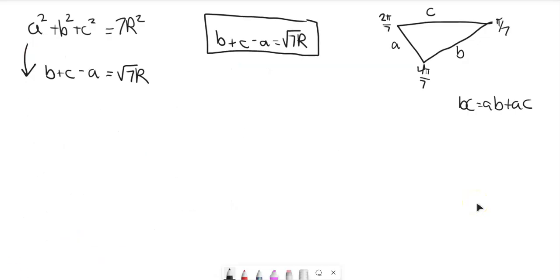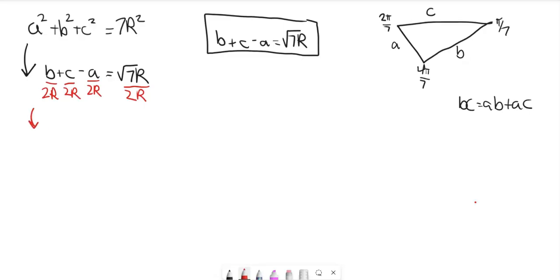Okay, now that I have my screen clear, I have b + c - a = √7 times r. Now what I'm going to do is derive the trig identity from it by dividing everything by 2r here. Now, if you remember from the other videos in my list, whenever I divided any of those first three variables by 2r, I am creating a sine ratio.